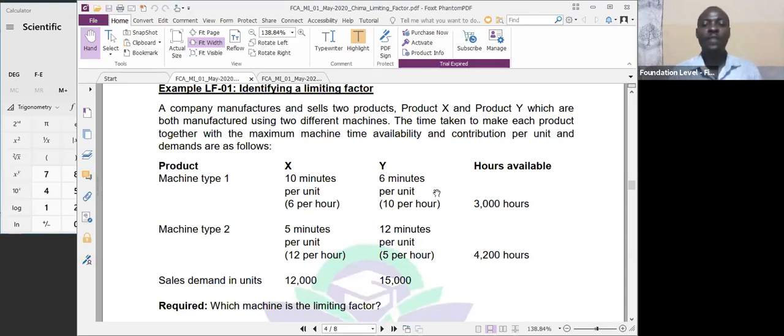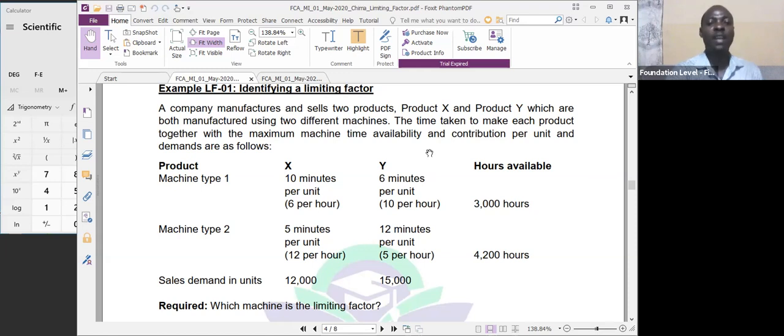If we don't have a scarce resource, it means we can meet the 12,000 demand of product X and 15,000 demand in product Y. But when there is a scarce resource, it means we cannot meet it. So we will now look at the scarce resource and see how we can scale our production to meet it. But for you to do that, we need to identify the scarce resource.